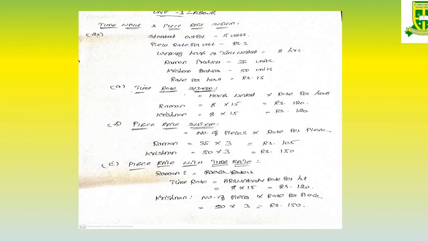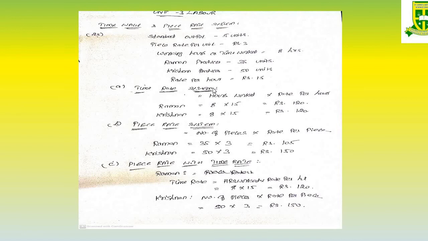So now we can go for the sum. The standard output is 5 units. Piece rate per unit is 3. Working hours, that is the time worked, is 8 hours. Raman is producing 35 units. Krishnan is producing 50 units. The rate per hour value is 15.